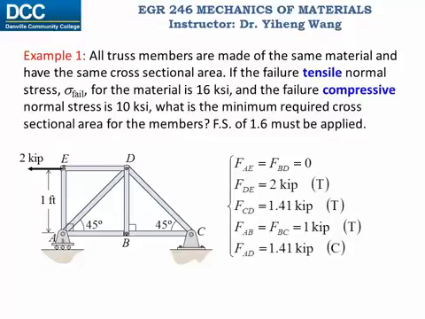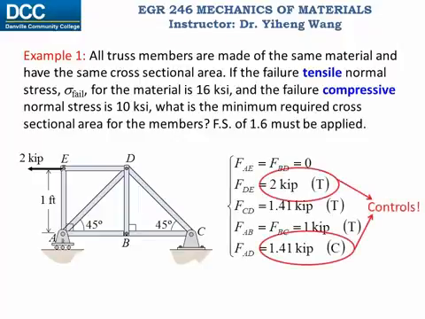Letter T stands for the tensile loading, and letter C stands for the compressive loading. Since all the truss members have the same cross-sectional area, the larger the loading is, the larger the stress is. So here are the maximum tensile and compressive loadings. These two will control the area. But we don't know at this point which one of these two will control. Therefore, we will calculate for both situations and compare the results before drawing a conclusion.